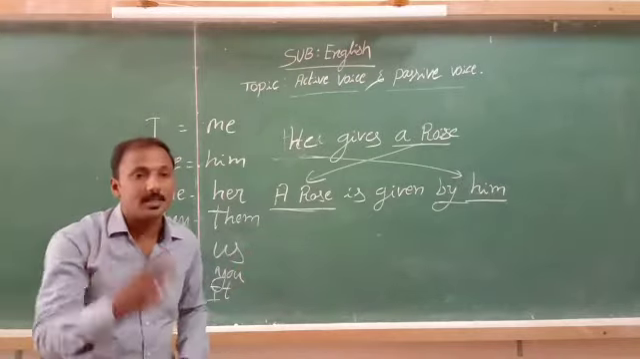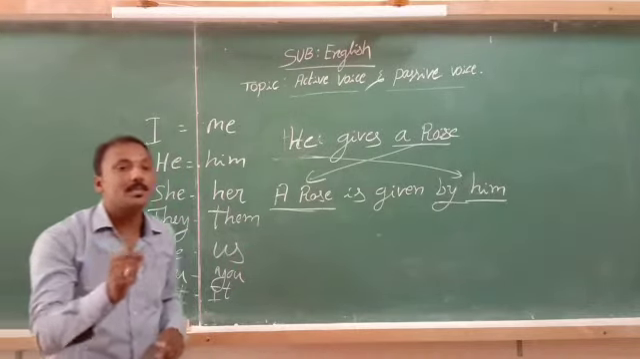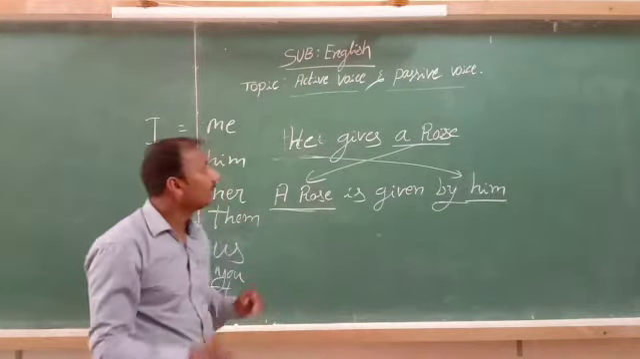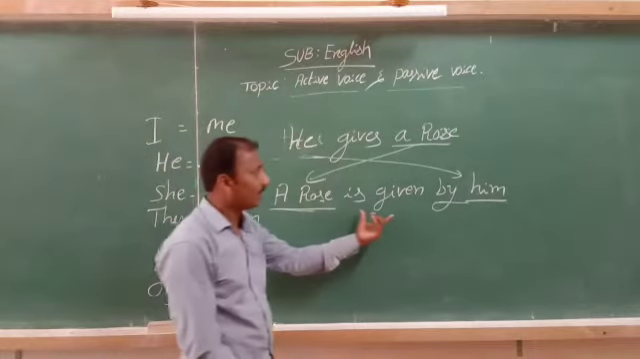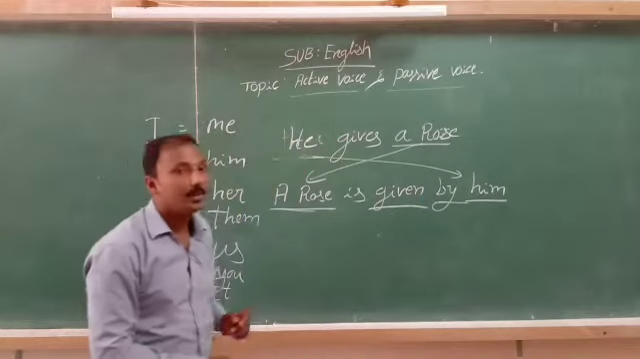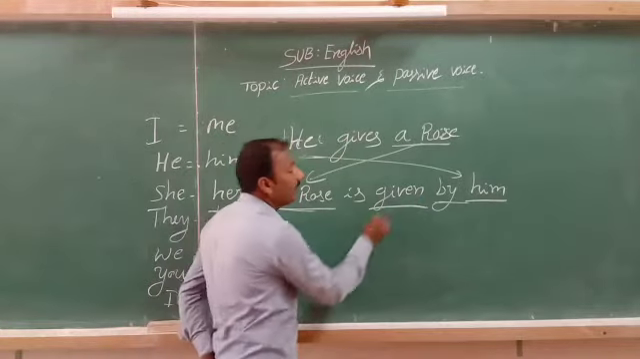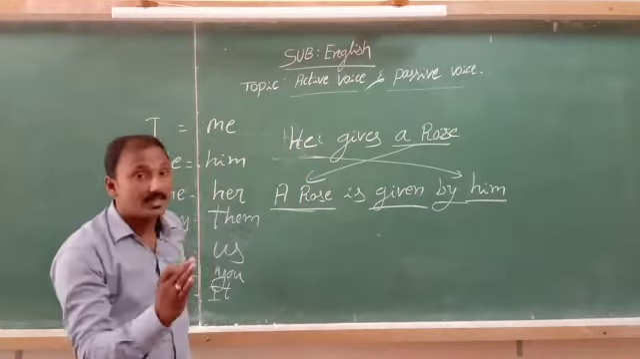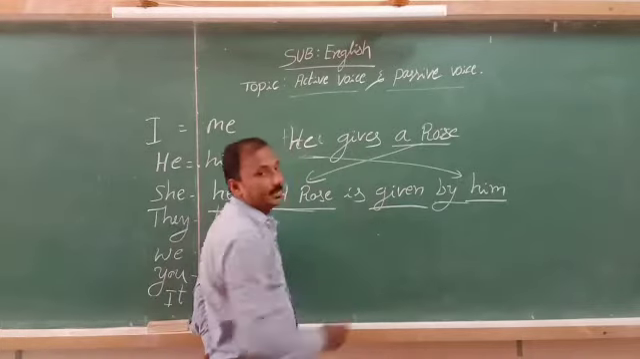Then the third step: the main verb appears in the past participle form. Main verb appears in the past participle form. We observe the example. The verb given is the third form, or V3 form, or past participle of the sentence.